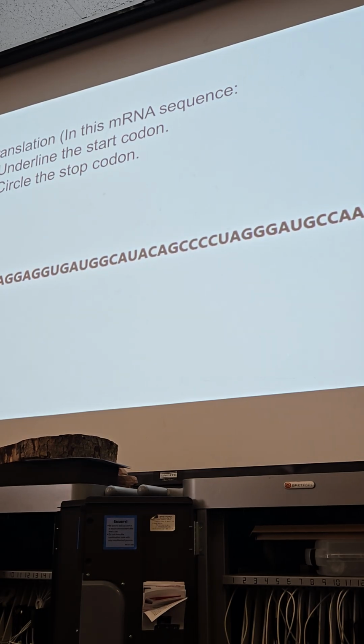Alright, Dr. Stern. If you go by threes after AUG, there's three and then there's already... I don't know. So what did you do? AUG, start codon, and then UAG, stop codon. UAG. Yeah, I did that too.